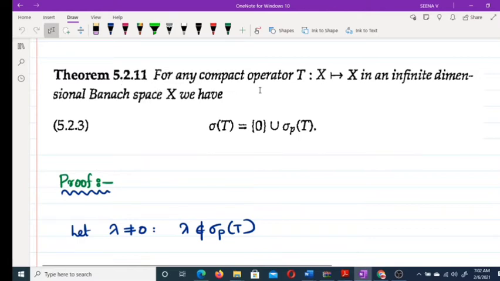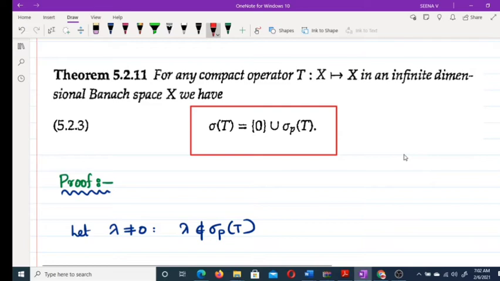For any compact operator T from X to X in an infinite dimensional Banach space, we have sigma T equal to 0 union sigma P of T. What is the meaning of that? What is sigma T? The set of all spectrum points. The set of all spectrum points equals 0 union the set of all point spectrum.